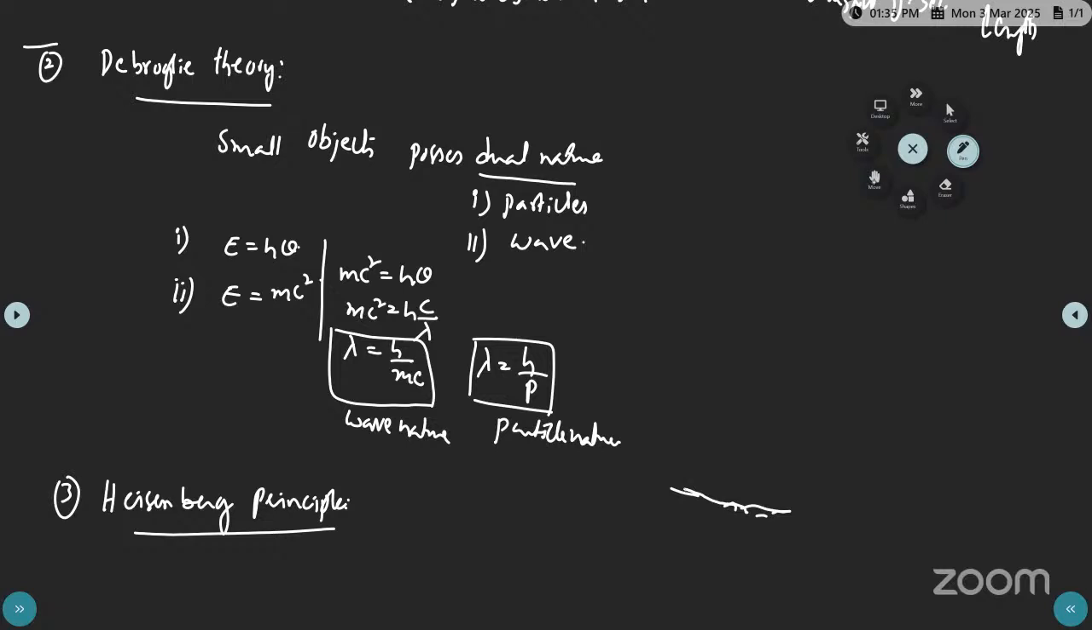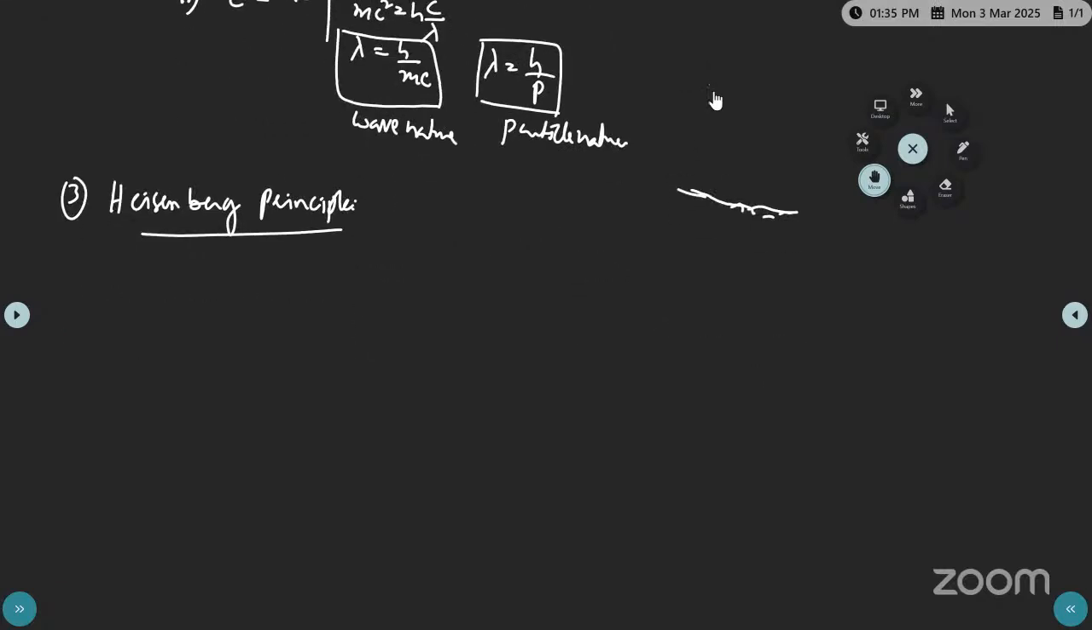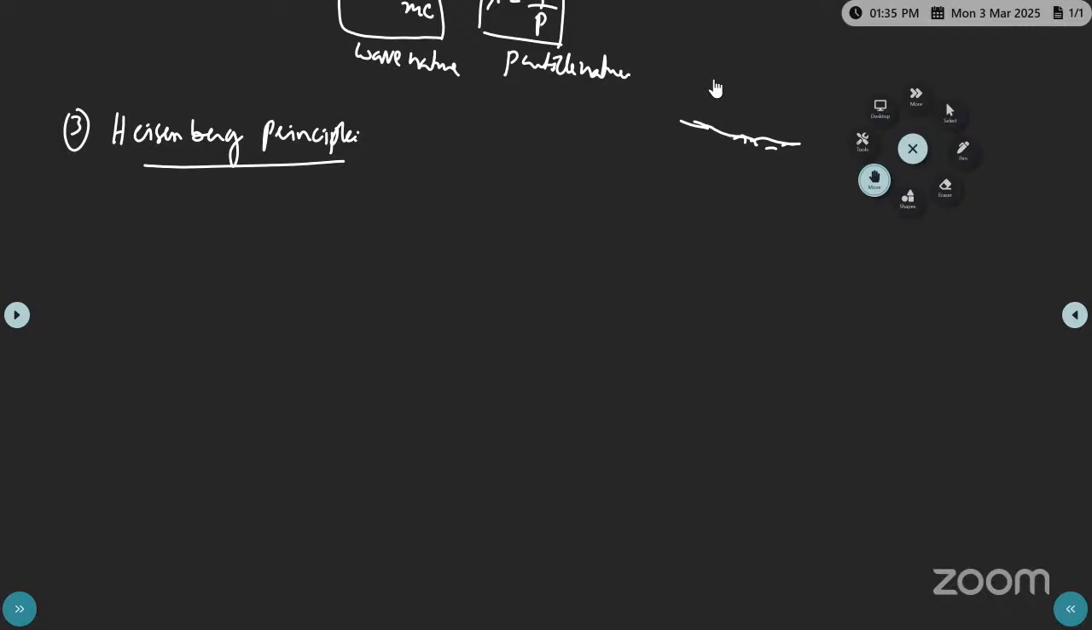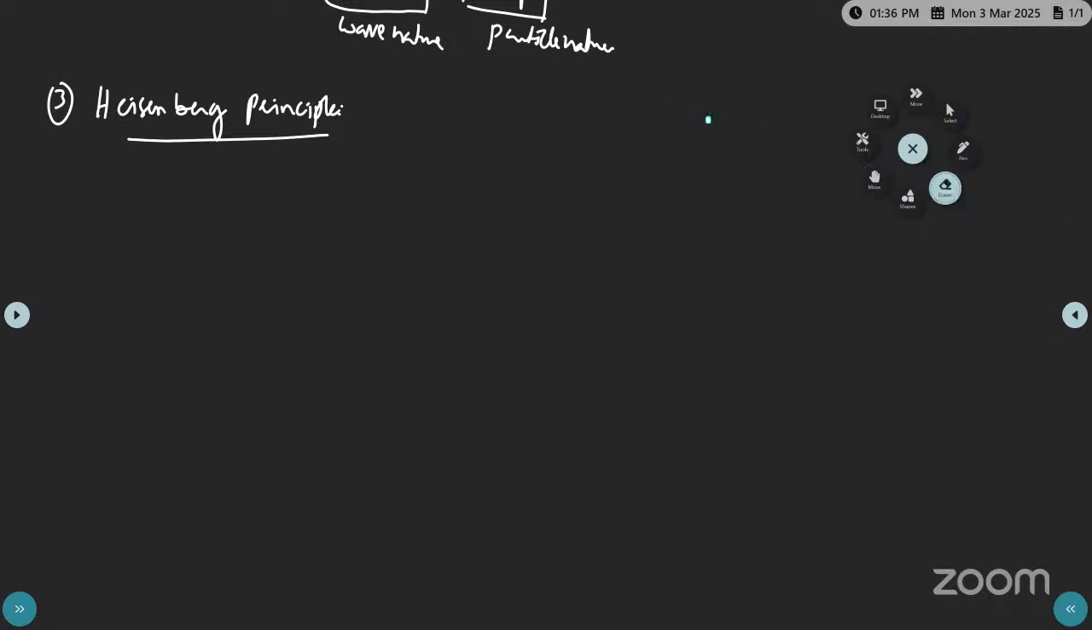And next, the Heisenberg principle. What is the Heisenberg principle? It is impossible to determine the position and velocity of a particle at a time. Simultaneously, we cannot determine the position and velocity of a particle. So that is the Heisenberg uncertainty principle.